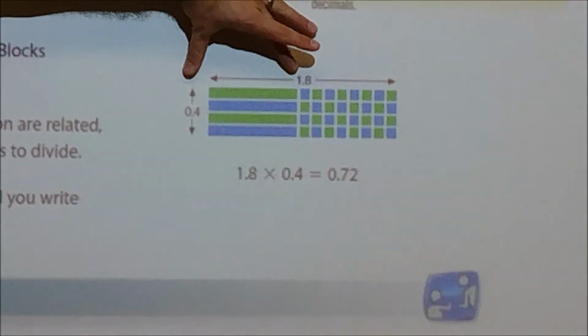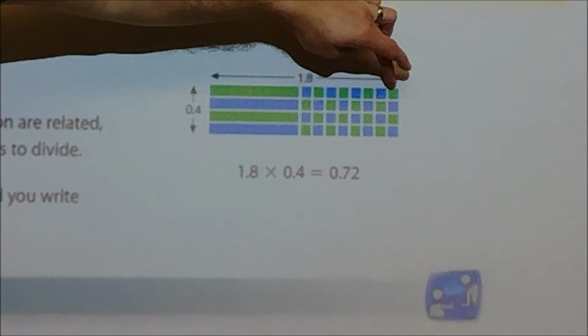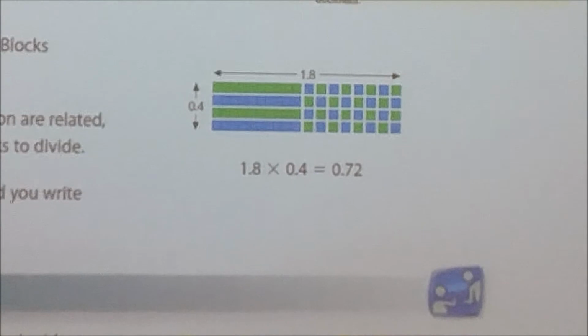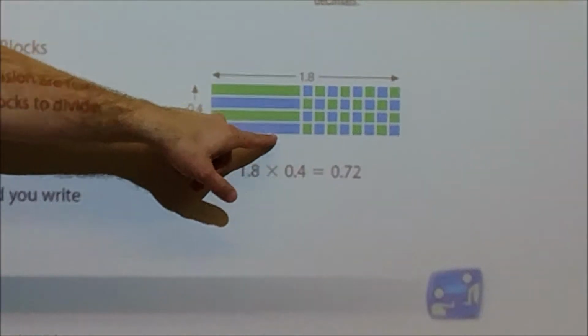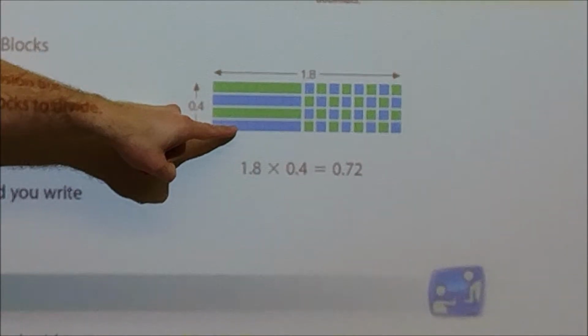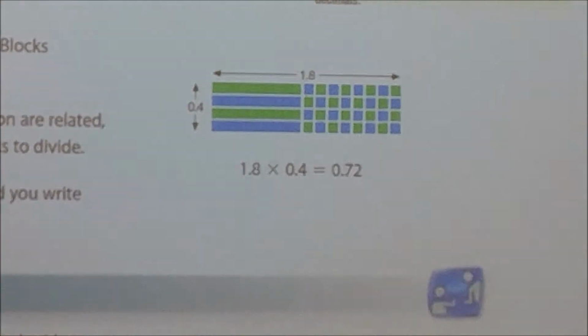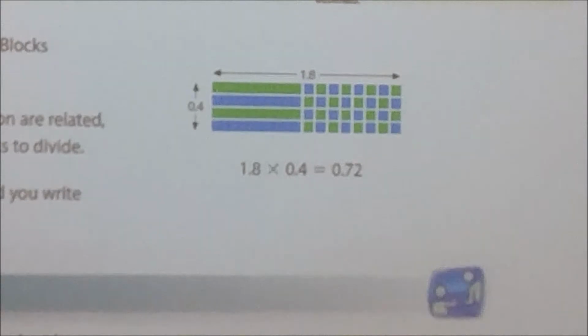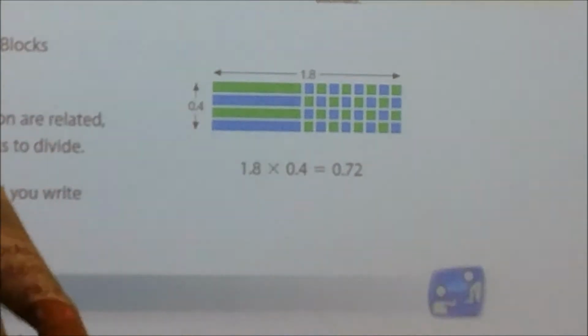We have 1 decimal 1, 2, 3, 4, 5, 6, 7, 8, and then times decimal 1, 2, 3, 4. And when we put that all together, we can see if we counted all these together, there's 10, 20, 30, 40 of those little hundredths. And if you look here, you'll have 8 times 4, that's 32 hundredths more for a total of 72 hundredths.